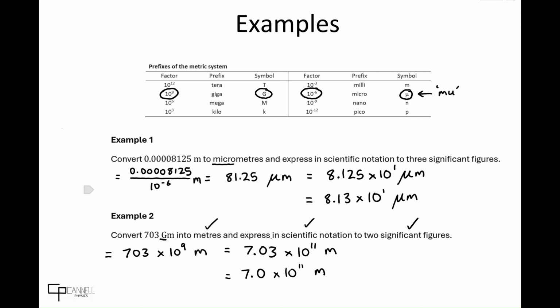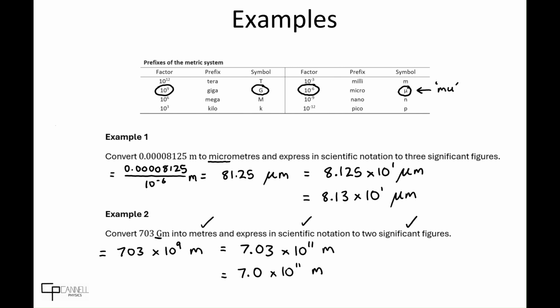So now we've done everything in the question, and that's it. One thing I should clarify is the reason that this power is 11 is because from our prefix giga, this is 10 to the 9. So by moving that decimal from the end of 703 back another 2 places to 7.03, that means we would have to move an extra 2 places to the right to get the full number.